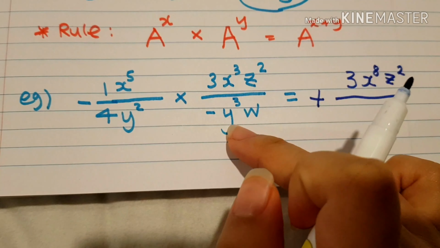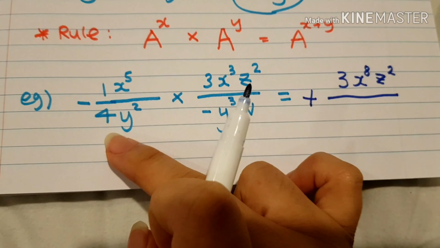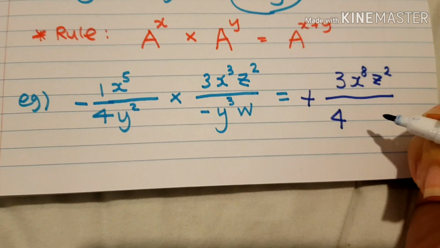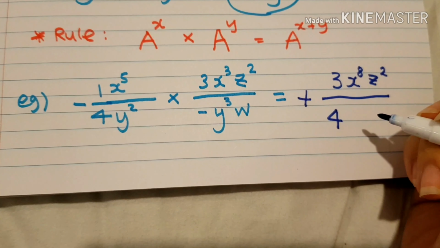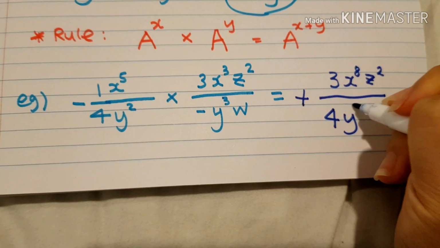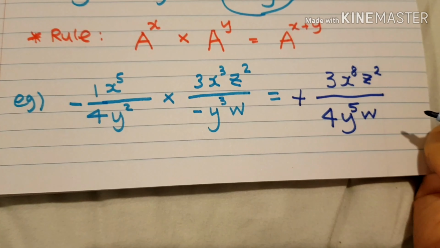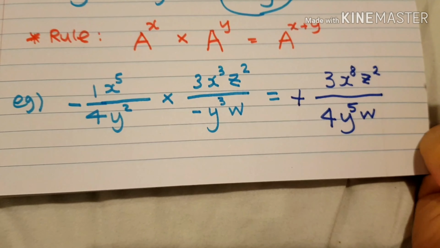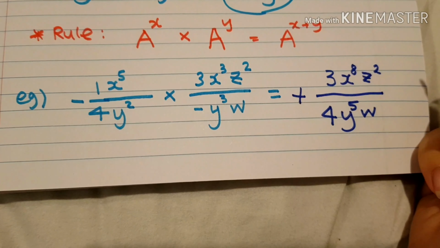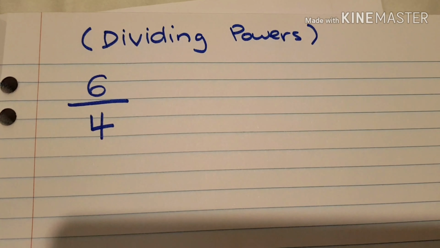Okay, 4 times something. I already did negative, negative become positive. So 4 times 1 will be just 4. Okay, how many y's? 2 y's, 3 y's. I'm adding them, remember. So y to the power of 5, good. And a w. Okay, if you can, you can simplify, but this is just the final version because we cannot simplify any further. Right, now we're on to dividing powers.